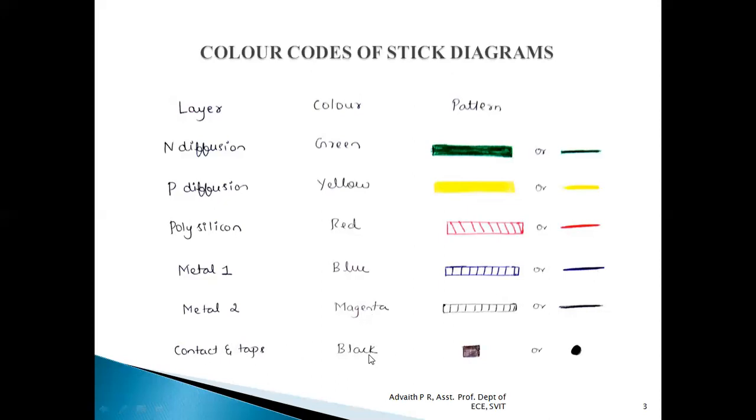Contacts and taps are represented by black color, and are represented by either a square box or a circular dot. Whenever two different layers meet in a stick diagram, if an electrical connection has to be established, we place something called a contact. If a contact is not placed between two different layers, then the electrical connection is not established.